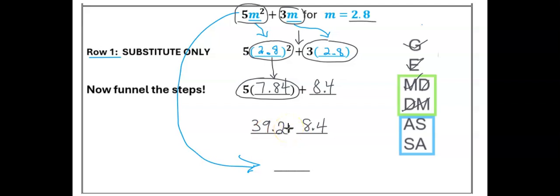You can use your calculator and write your answer on the line when you have it. And you should have gotten 47.6 as your final answer.